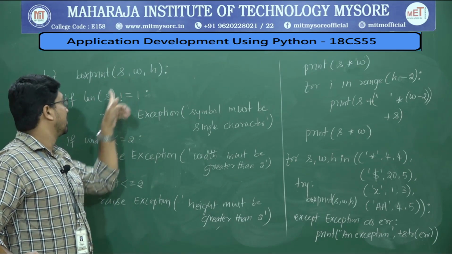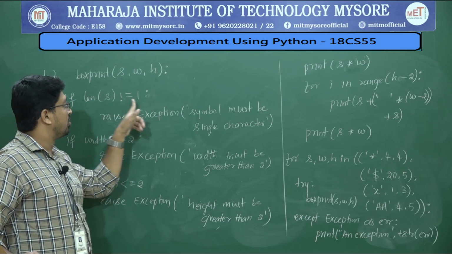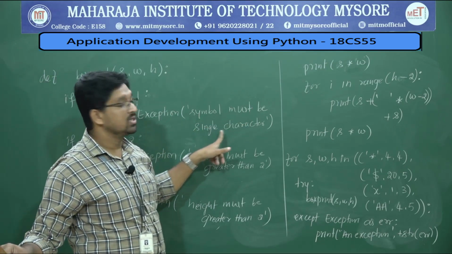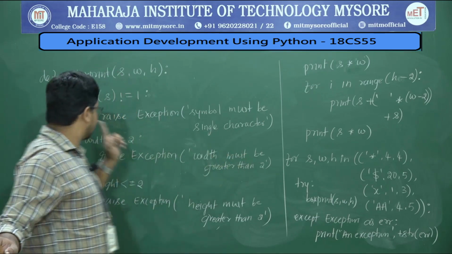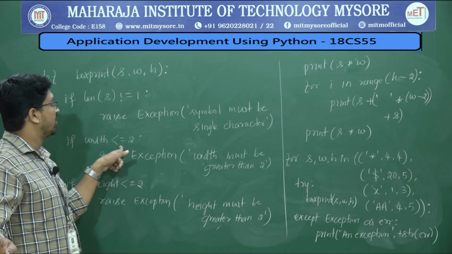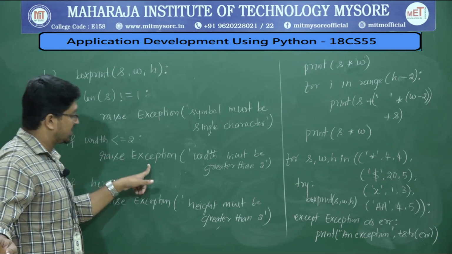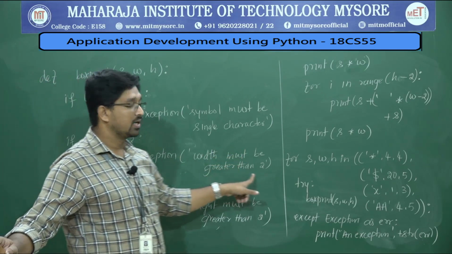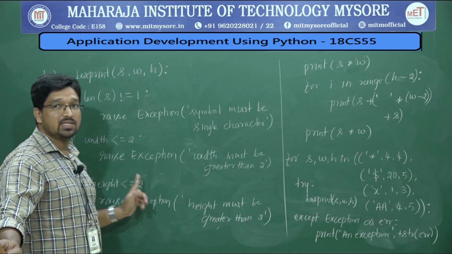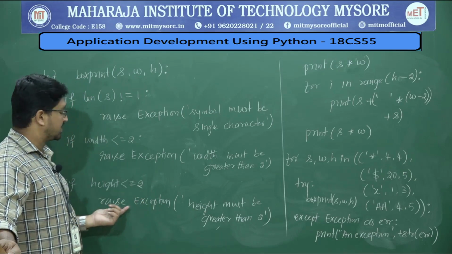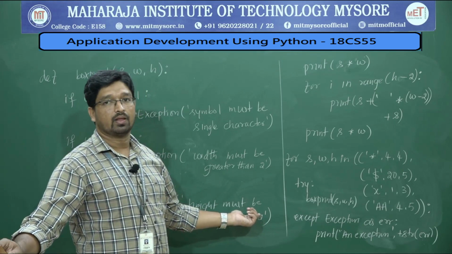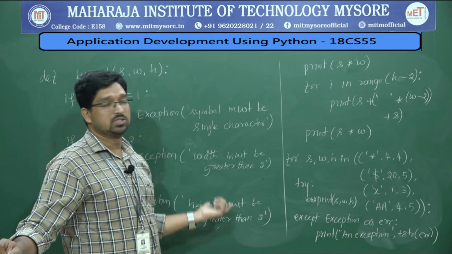So because it is a string, I am checking the length. If the length is not equal to 1, I will raise an exception saying that symbol must be a single character. Second exception: if the width is less than or equal to 2, I will raise an exception, width must be greater than 2. Next, if height is less than 2, again I will raise an exception saying that height must be greater than 2. Okay, these are the exceptions.